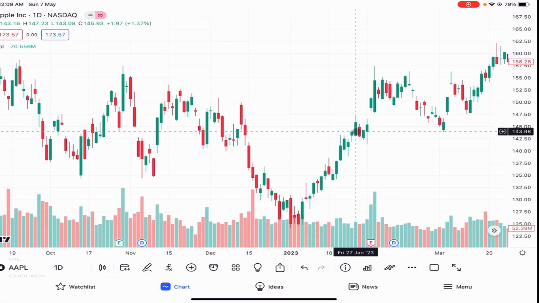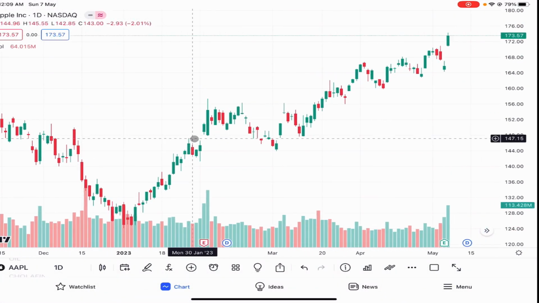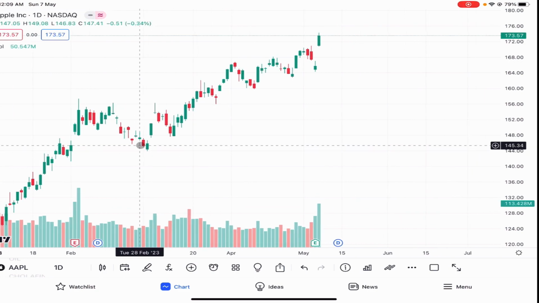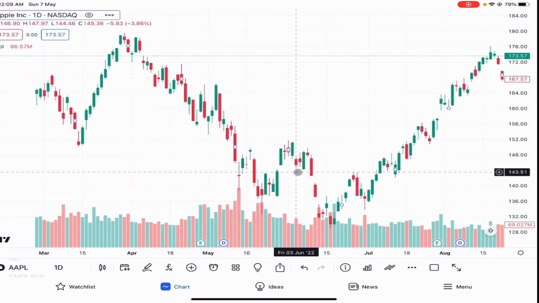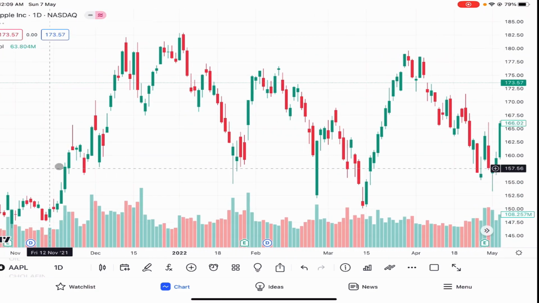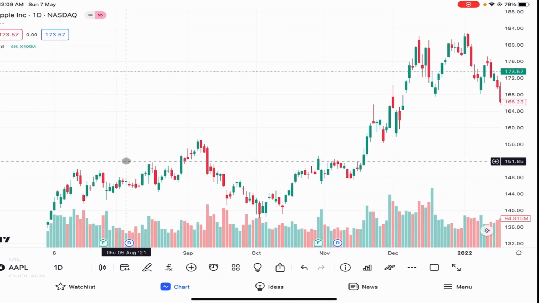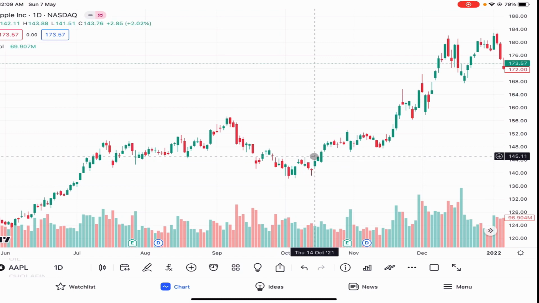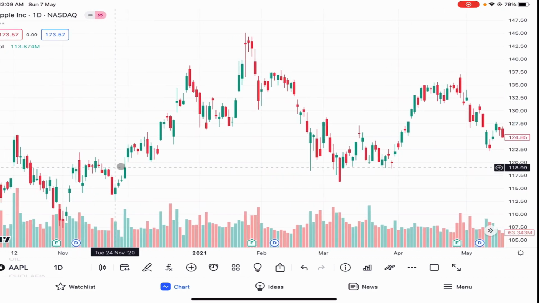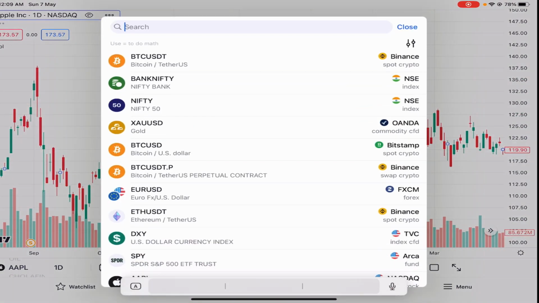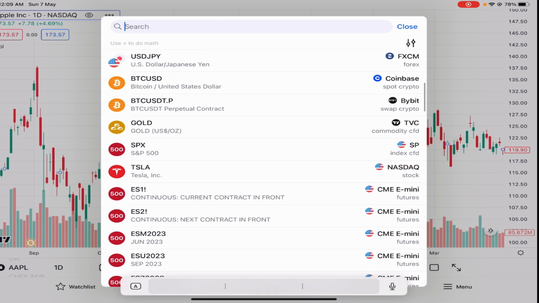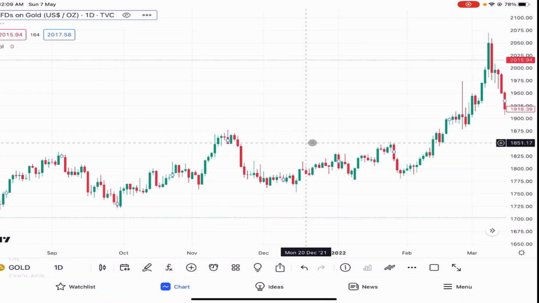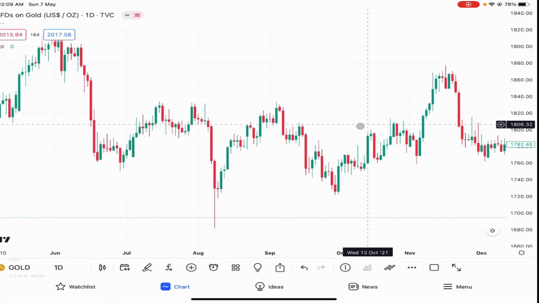Alright, so this is my Apple stock. If you can look at it, it has a lot of gaps, so I'm not preferring to trade in this right now. Let me show you something. Okay, if you look at, no, the volumes aren't confirming. I want to show you a perfect example. Let's go to gold. This is my gold chart. Okay, this looks perfect.